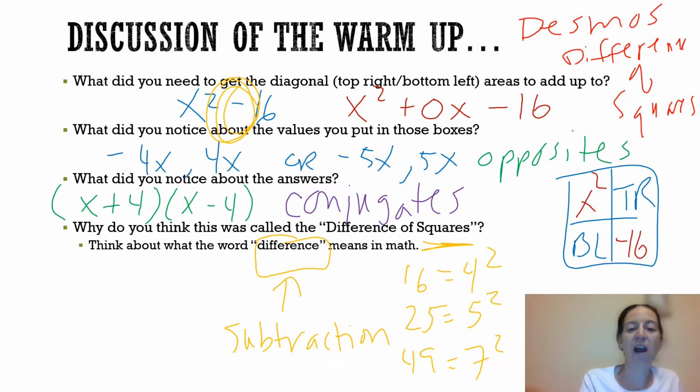And then, of course, on the other side, you would have the x, and the x would be squared as well. And so it's called the difference of squares because it's subtraction, and the two things that are being subtracted are what we call perfect squares. So there's the review of the warm-up. There will be more to come on that.